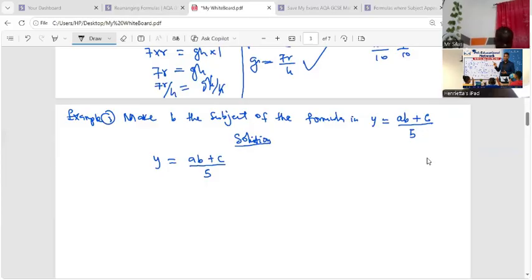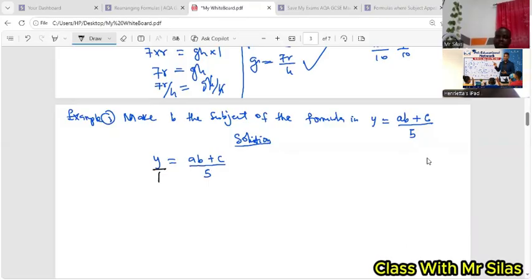Times 5 by B. No, you just have to make this over 1 and then cross multiply first. That's step 1. You can't times 5 by B. This is AB plus 6 divided by 5. So you have to cross multiply to remove the fraction first.